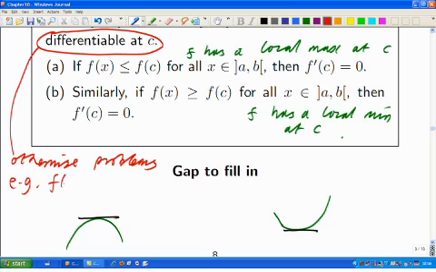For example, with f of x equals mod x, which shows that you can have even a global minimum at a particular point, but not have derivative 0 there, because it's a case where you're not differentiable.